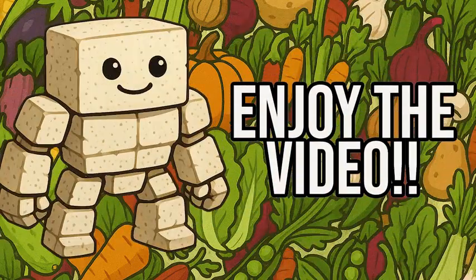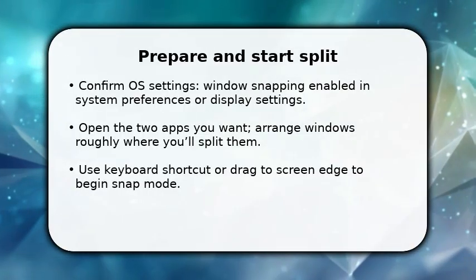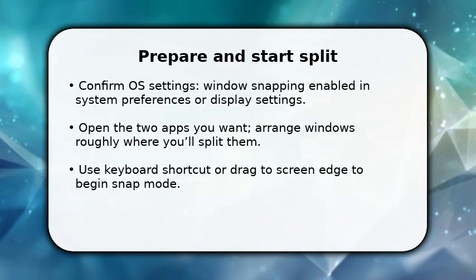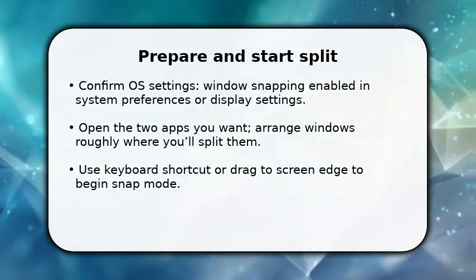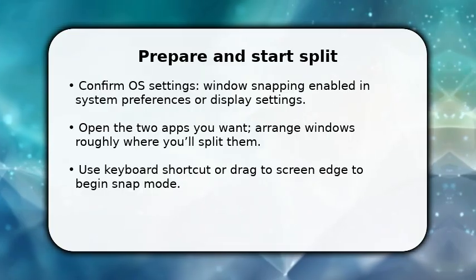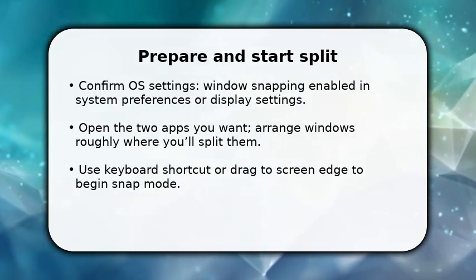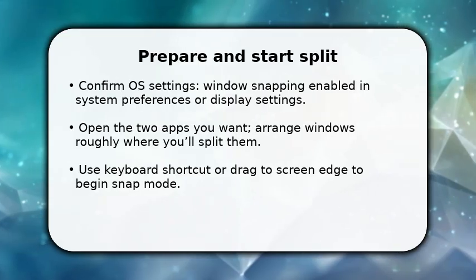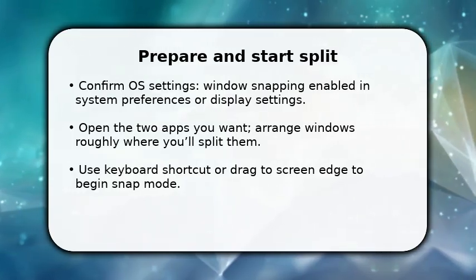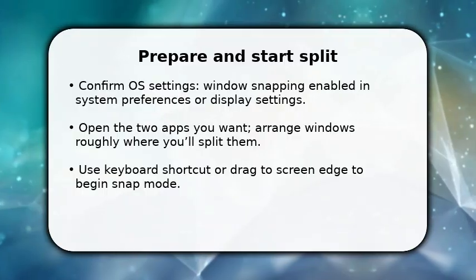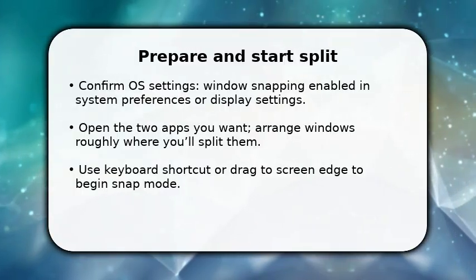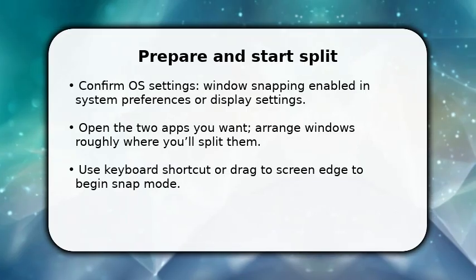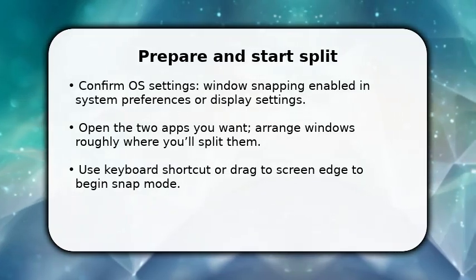Please enjoy the video. You'll start by enabling window snapping and opening the two apps you plan to use side by side. Once done, drag the first app's title bar toward the left or right edge, or press the OS-specific snap shortcut to attach it. This anchors one window. Make sure the second app is visible in the background or app switcher, since many systems present remaining windows for the opposite half.